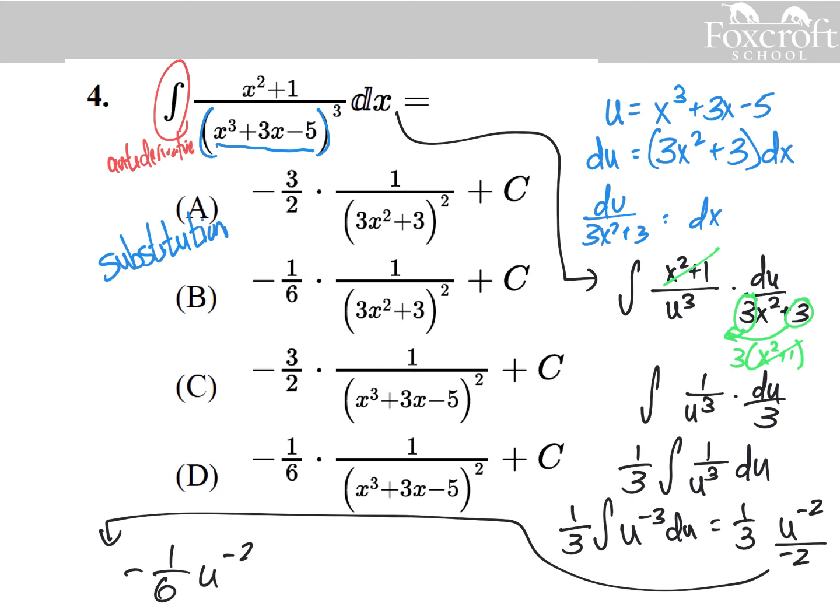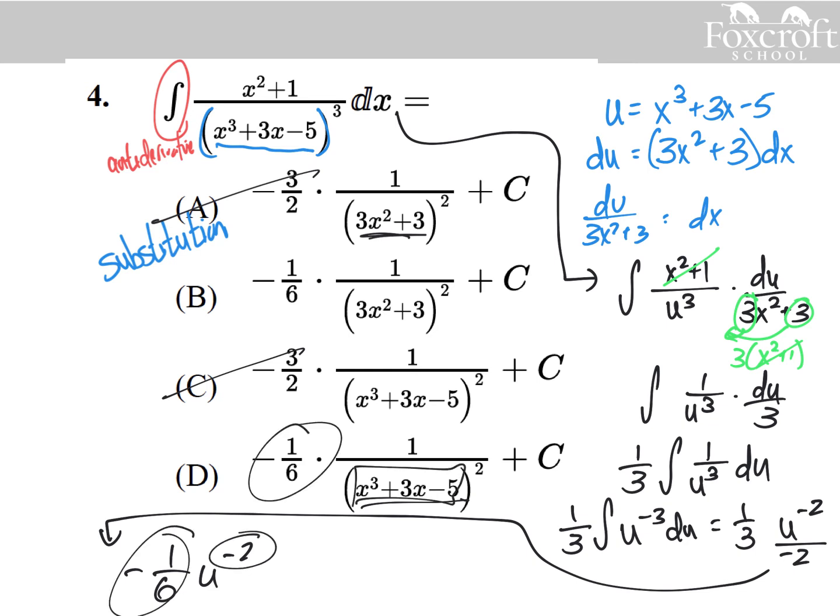If we have a negative 1 over 6, which one is it going to be? Well, it's not going to be C or A. And this one doesn't have the entire u thing on the bottom, versus this one does. So this is our u going on the bottom because of the negative 2 exponent. This is our negative 1/6, and then plus C. So the answer is D. And so this one is using our substitution to take the integral, the antiderivative of some function.